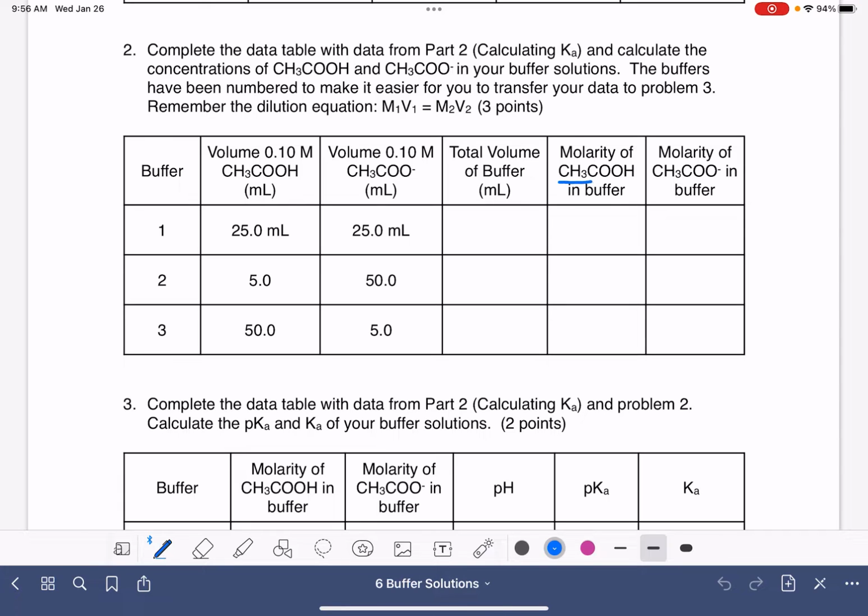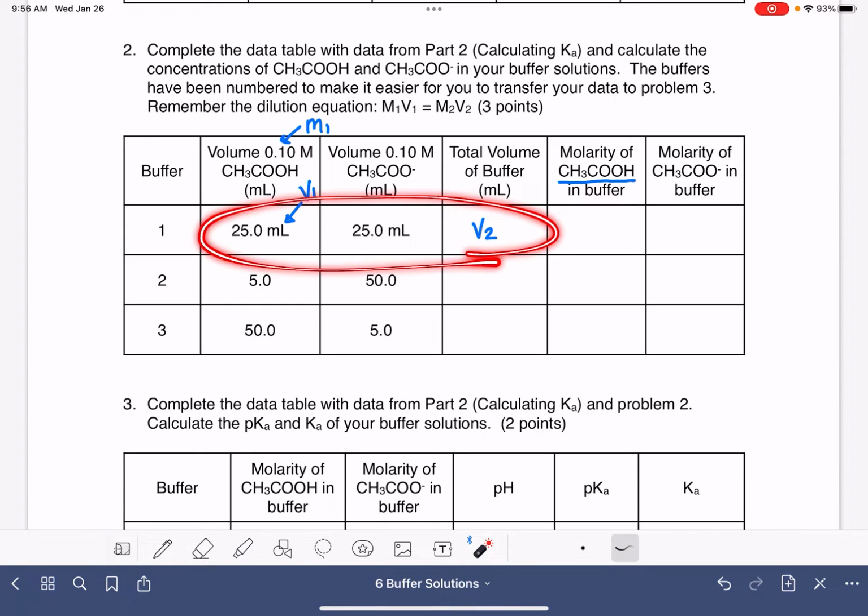For your CH3COOH calculations, your M1 is the initial molarity of that acetic acid solution. Here's your V1. This is going to be your V2, whatever the new combined volume is, 50 milliliters in this case, that's going to be your V2, and then you'll just use that to solve for M2, the new molarity.